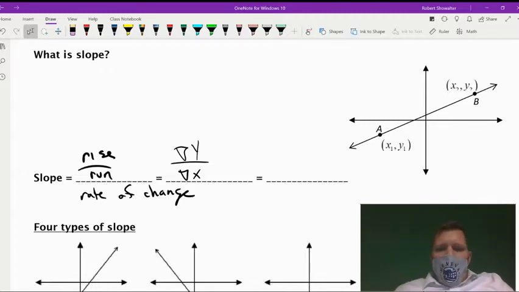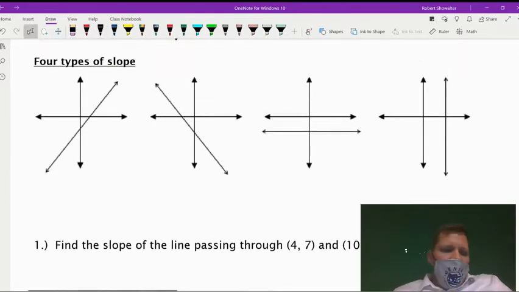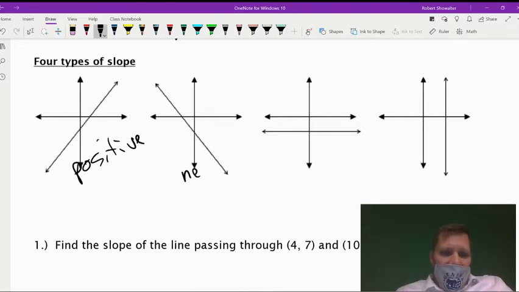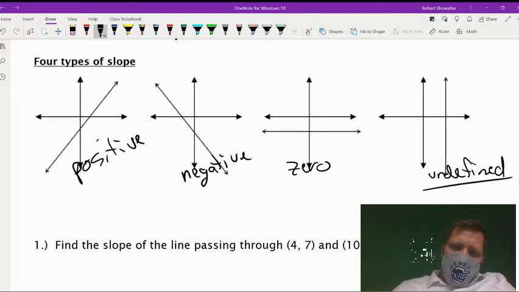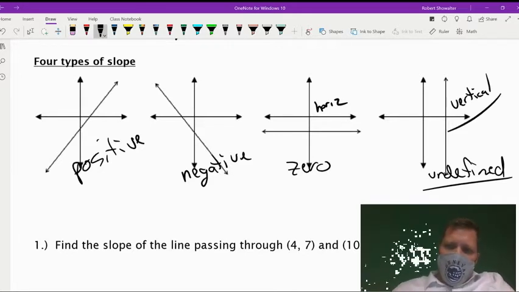Another way to do it is with the slope formula: y2 minus y1 over x2 minus x1. You'll remember. There are 4 types of slope. We have a positive slope. We could have a negative slope, as in this picture. We could have a slope of 0, or a slope that's undefined. A slope of 0 is a horizontal line. An undefined slope gives you a vertical line.